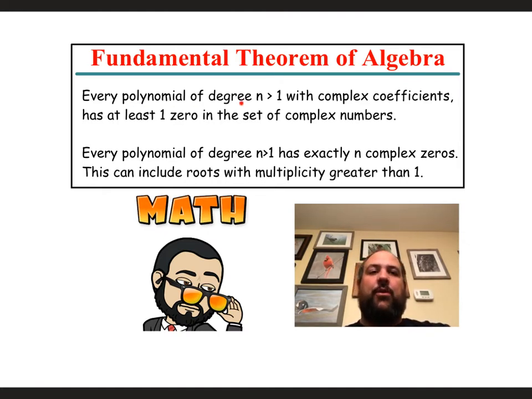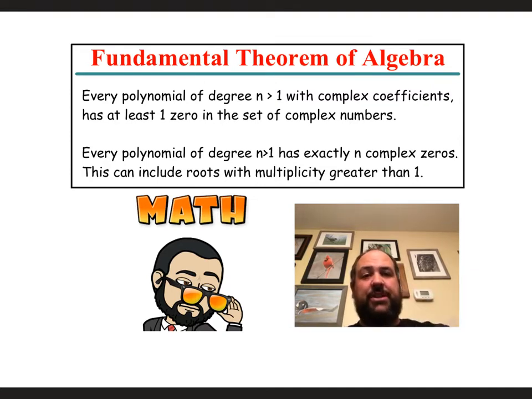If I have a polynomial of degree n, something that's greater than 1, and it has complex coefficients. Remember, real numbers are technically complex numbers as well. They just have 0i as the imaginary part. That means that there's at least one 0 in the set of complex numbers. So if the degree is greater than 1, there has to be at least one 0 or one solution. And not only that, if I know that it's a polynomial of degree n greater than 1, I know specifically that it has exactly that many complex zeros. So whatever the degree is, I'm going to have that many solutions.